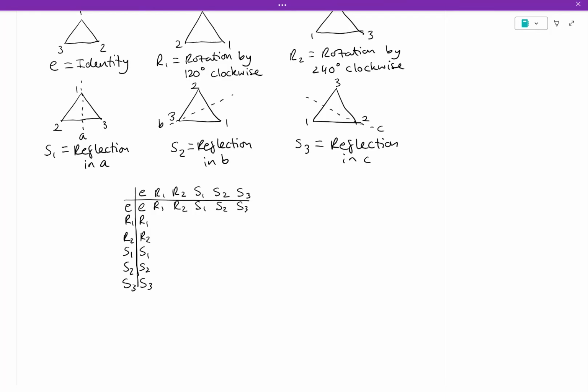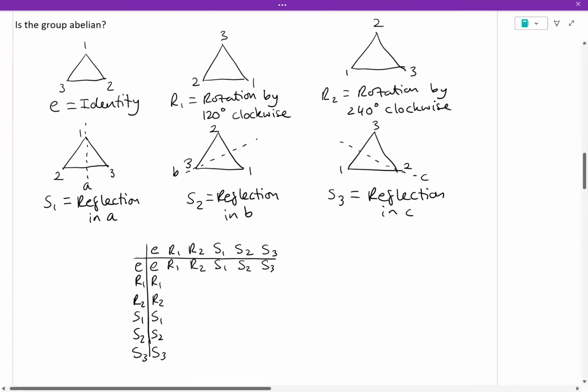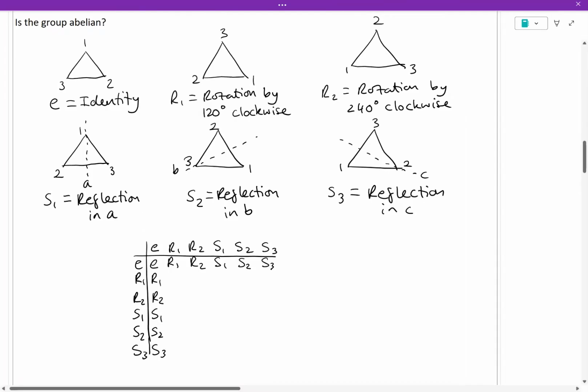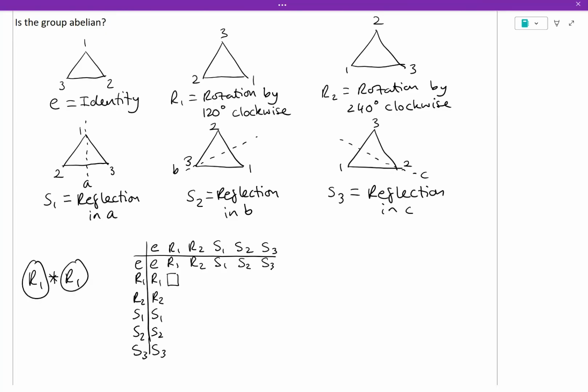Okay, so let's start working through. Let's just stick with the rotations initially. For this element here, you'll be doing R1 combined with R1. So we have a rotation by 120 degrees here, and then we're going to follow that with another rotation of 120 degrees. That should be equivalent to a rotation by 240 degrees. So my final answer in here is going to be R2, because that represents a rotation by 240 degrees.